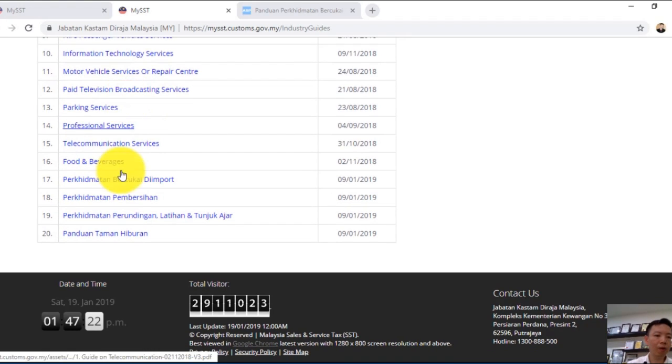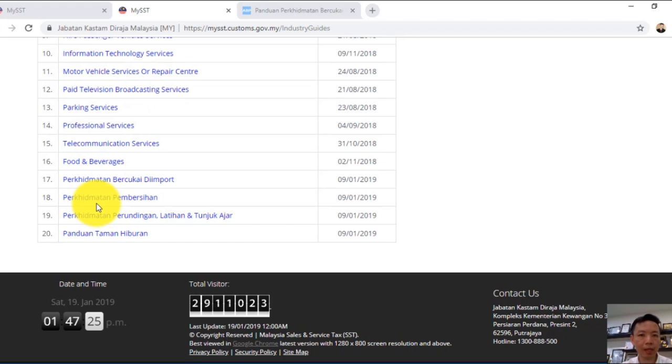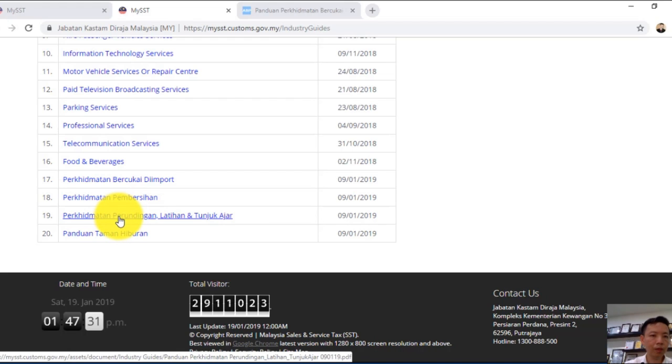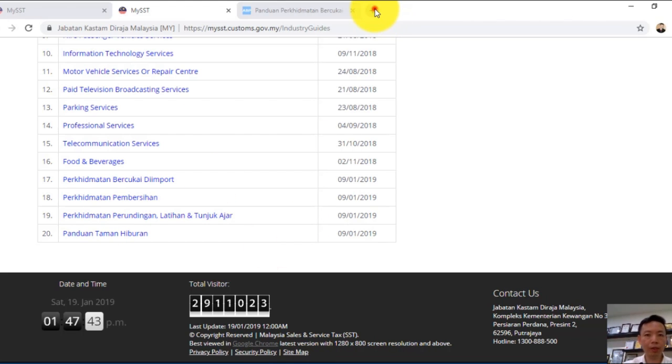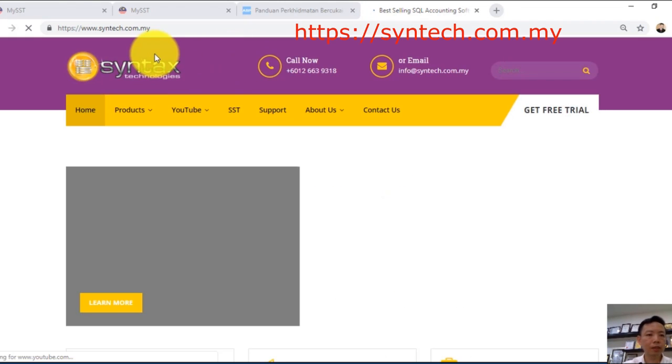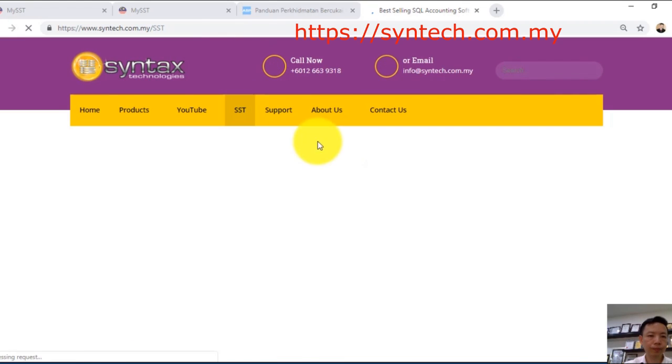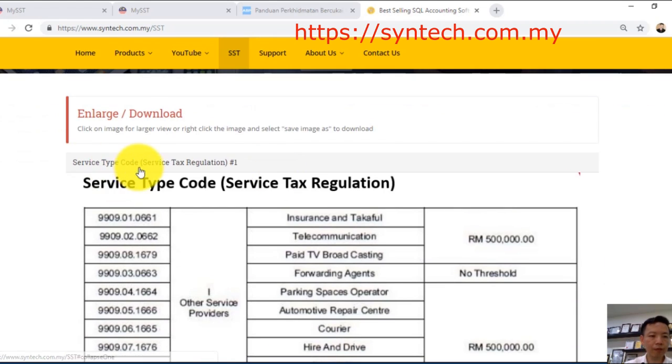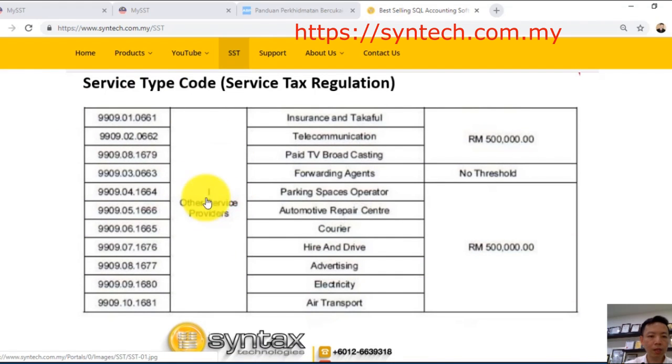Inside all these groupings, there are subsections. For example, accommodations include more than hotels; Airbnb and motels are all under accommodations. If you want to know better, another place you can go is my company website, syntax.com.my. Go to SST, go in, and you can see the service type code. For example, for other service providers, this is the subcategory. These are all taxable services.